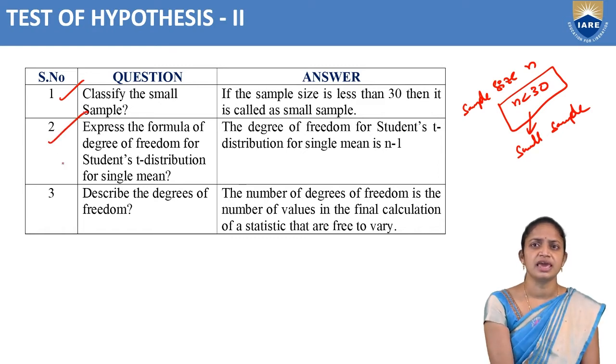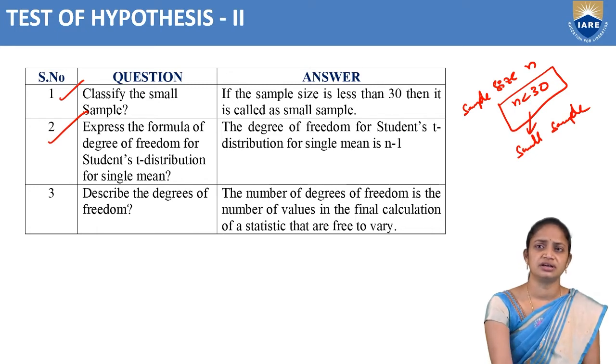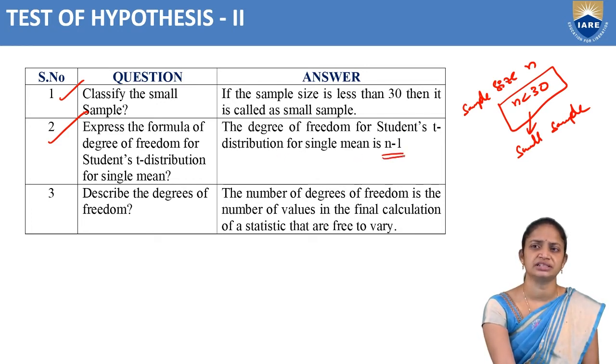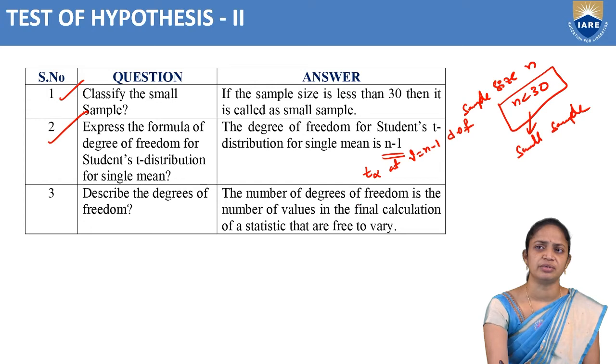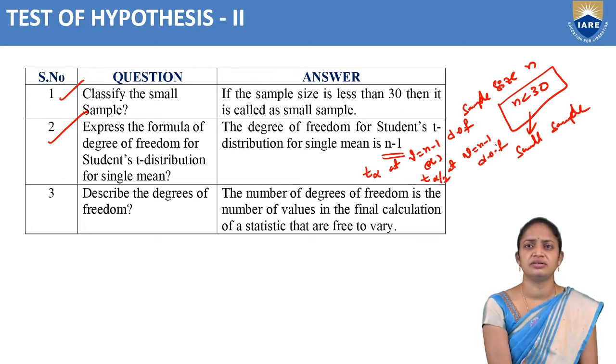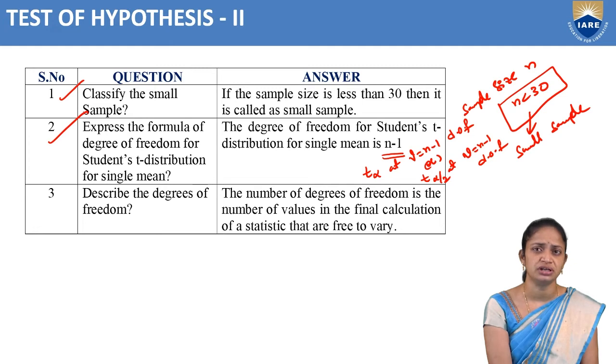Next definition. Express the formula of degrees of freedom for students' T distribution for single mean. T distribution and students' distribution are both the same. The degrees of freedom for students' T distribution for single mean is n-1. So we take T alpha at nu equal to n-1 degrees of freedom, or, more accurately, T alpha by 2 at nu equal to n-1 degrees of freedom. This is the formula for degrees of freedom for student T distribution for single mean.